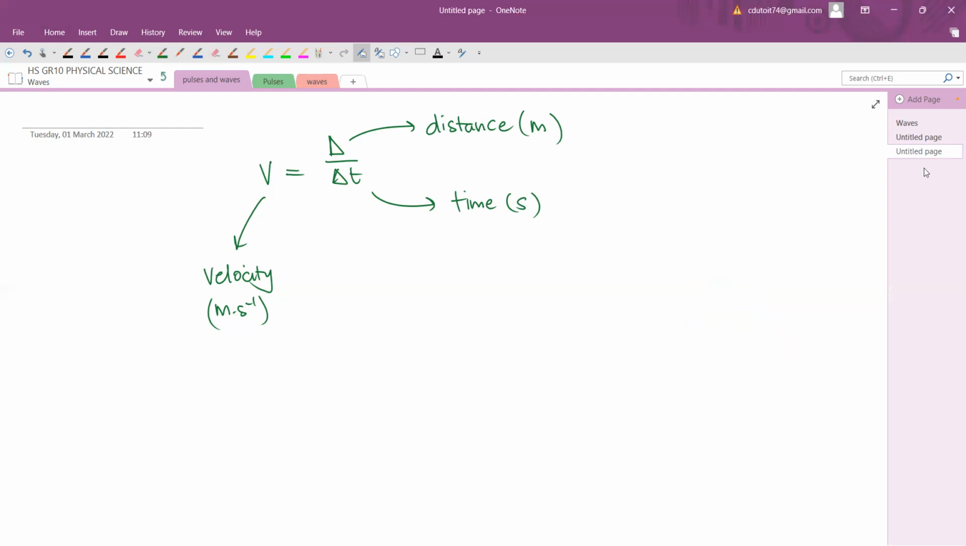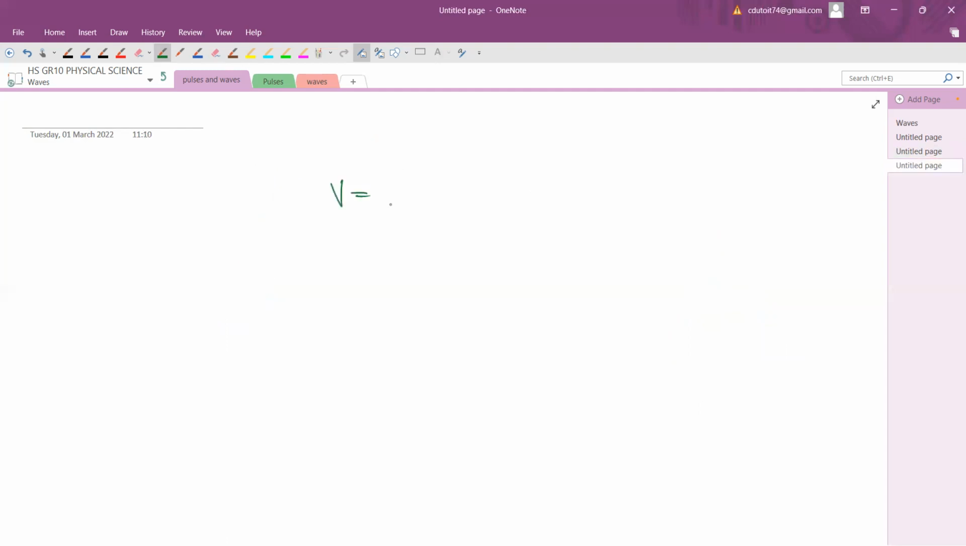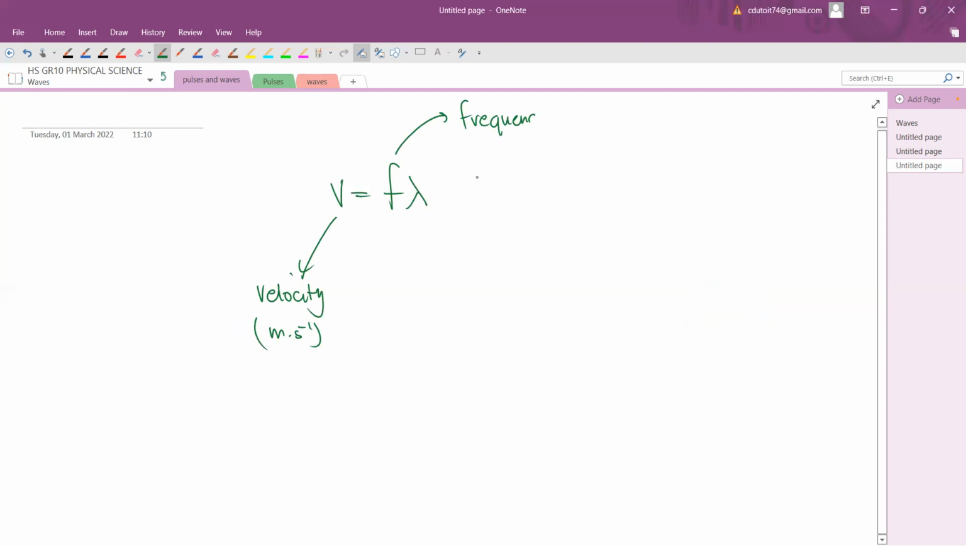Okay, and the last equation, we're going to do that one last. Velocity is f lambda. So there's another way to calculate the speed of the wave. That's the velocity of the wave, in meters per second. And f is frequency of the wave. And lambda is wavelength.